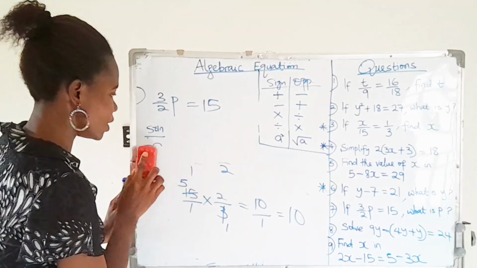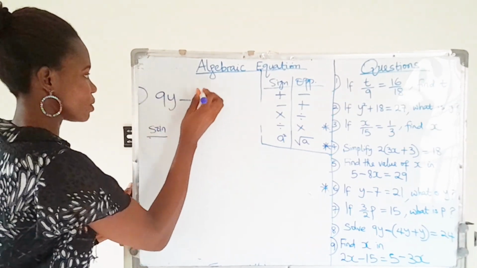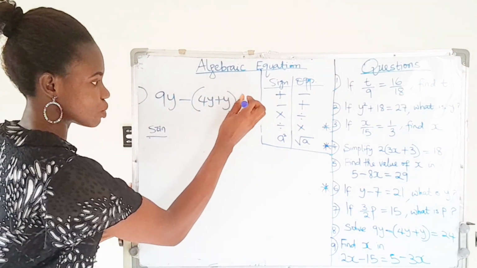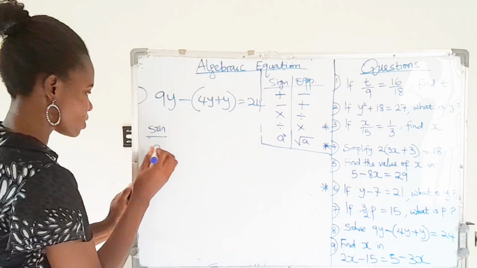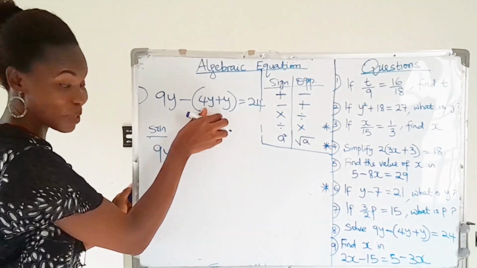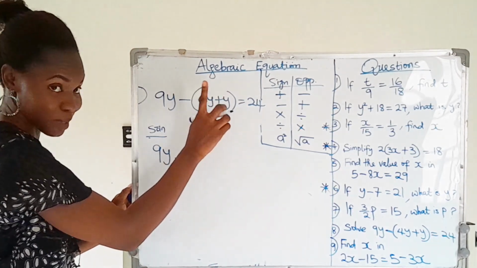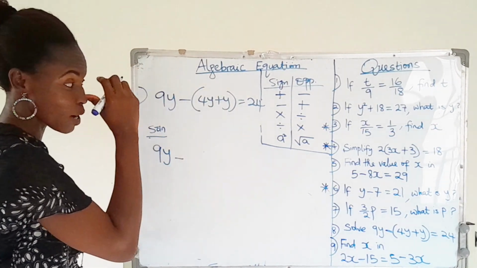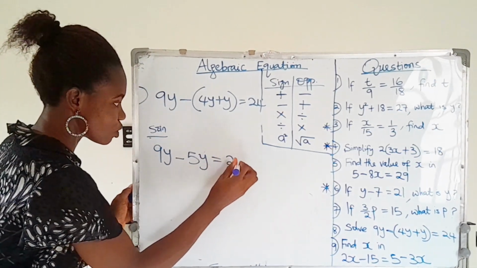We go to number 8. 9y minus in brackets 4y plus y is equal to 24. Alright, so it's very simple. 9y minus these two, they are the same thing. It's like saying 4 oranges plus 1 orange. This ordinary y means 1y. So 4 oranges plus 1 orange will give us 5 oranges. 5y is equal to 24.